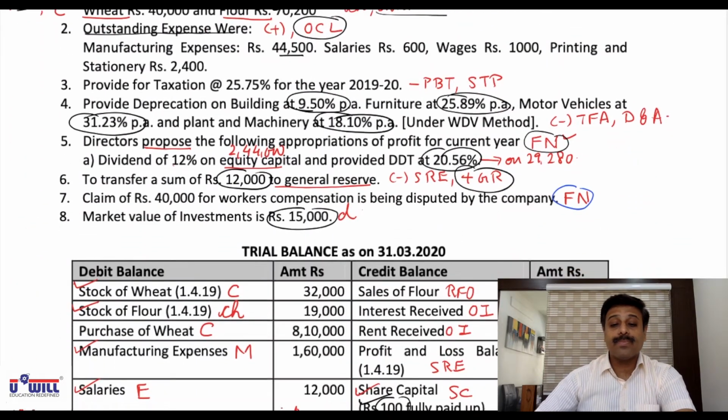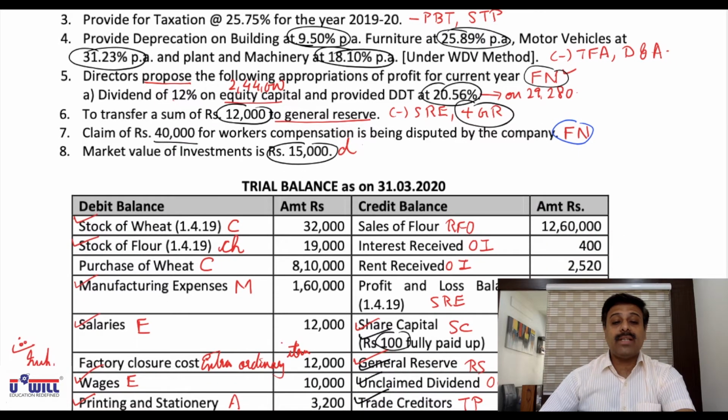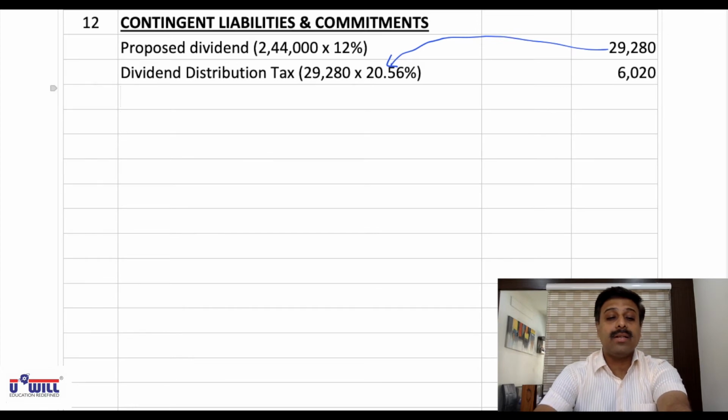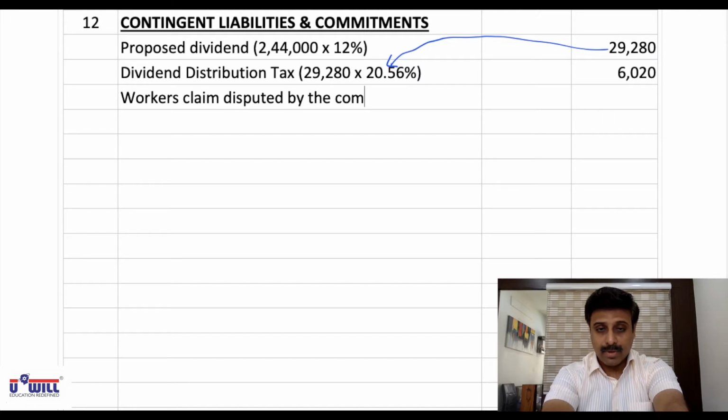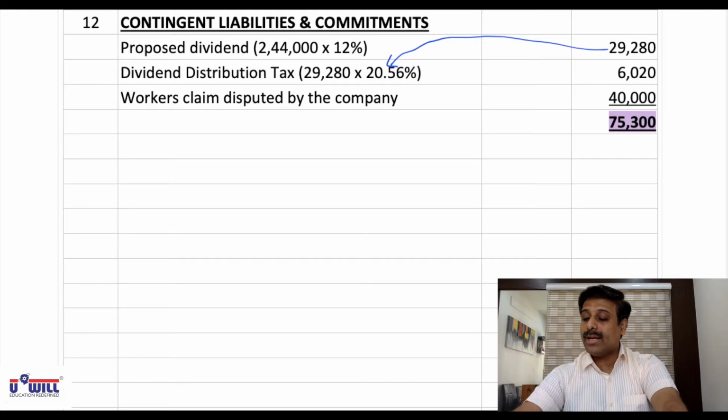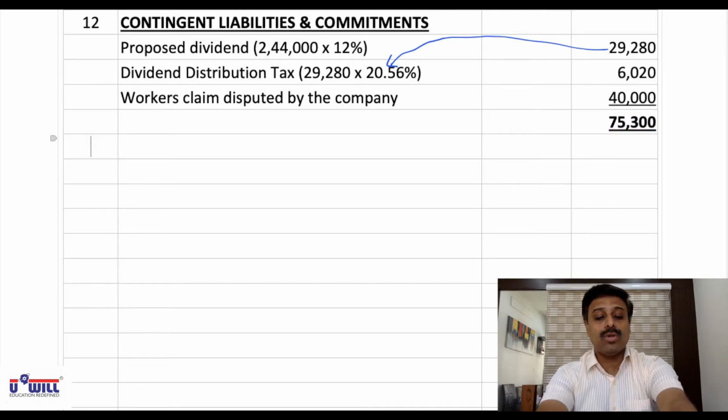Then after dividend distribution tax, what other item of contingent liability do we have in footnote? This one. Claim of 40,000 for workers' compensation is being disputed by the company. So workers' claim disputed by the company 40,000. Total contingent liabilities will come to 75,300. Okay. Do it everyone. 29,280 plus 6,020 plus 40,000, that is 75,300. So all the notes of balance sheet are over.